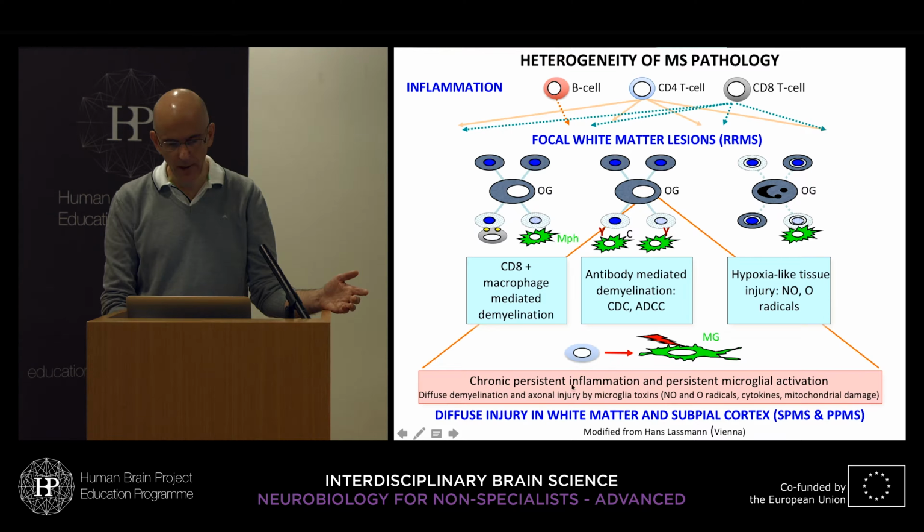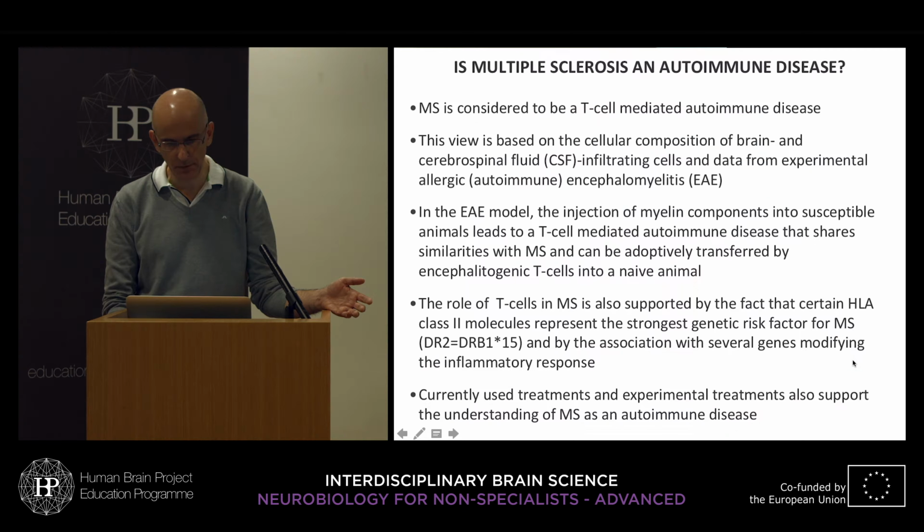In any way, after time, there's a common end road of the disease, which is chronic persistent inflammation and persistent microglial activation with diffuse demyelination, axonal injury induced by microglia toxins like oxygen and nitric oxide radicals, cytokines, and mitochondrial damage, which leads to diffuse injury in white matter and subpial cortex, observed in chronic progressive disease.